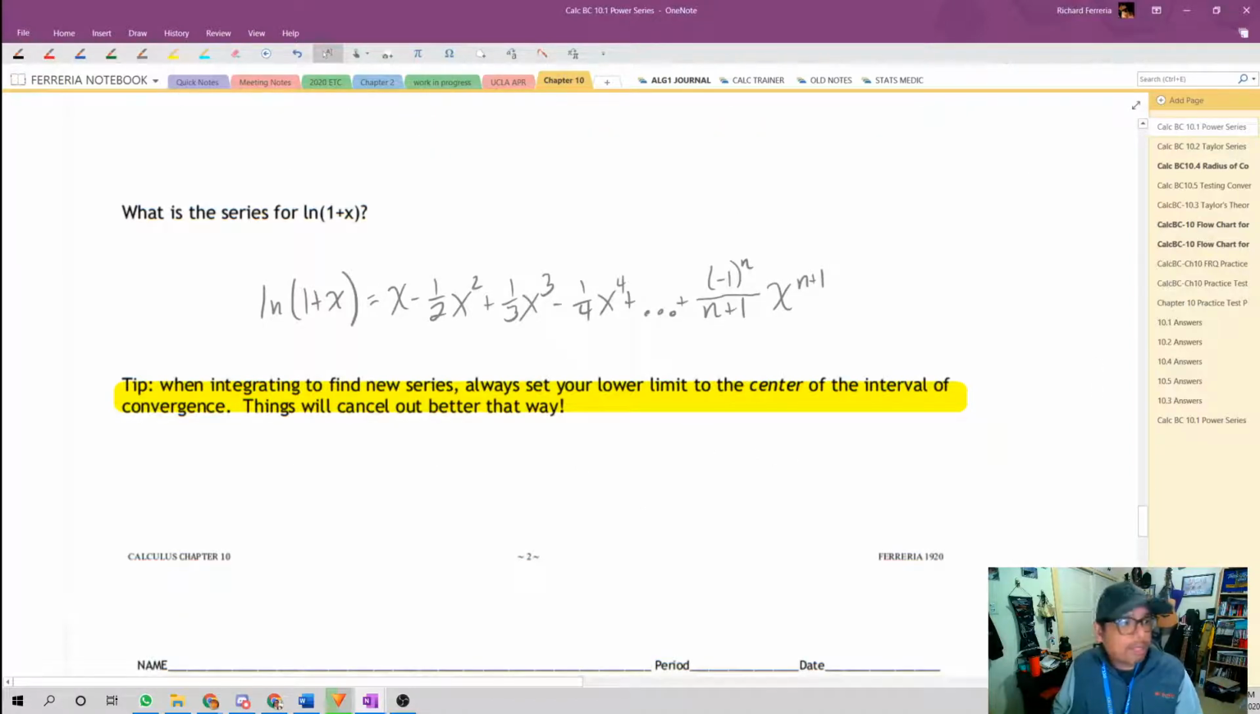And then here's your pro tip again. When integrating to find a new series, always set the lower limit to be the center of the interval of convergence, because things will cancel out better that way.